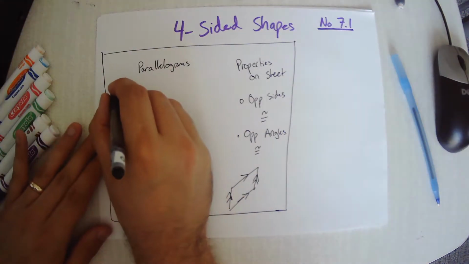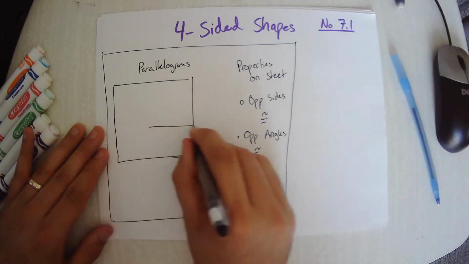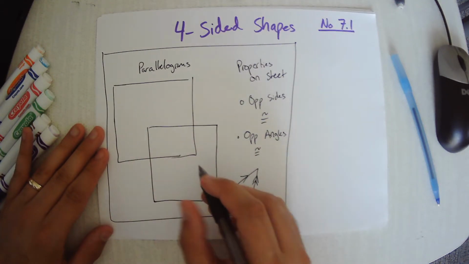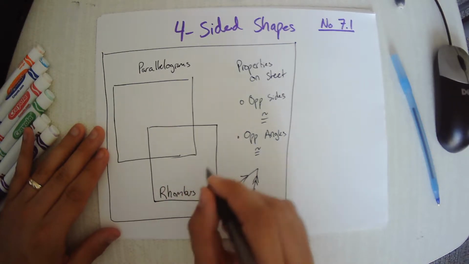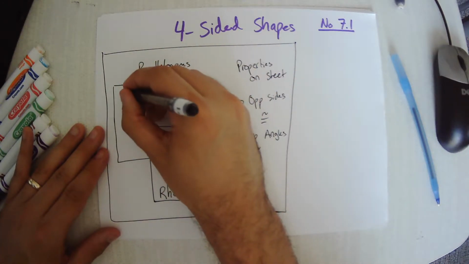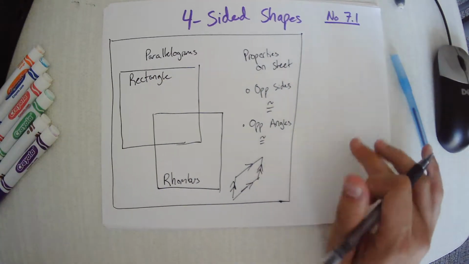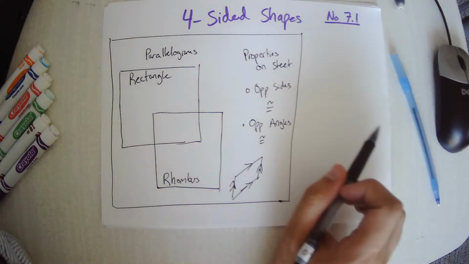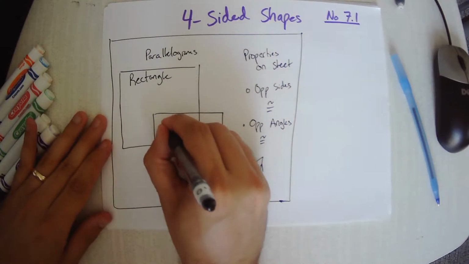Inside parallelograms, we have 2 other specific shapes. We have a rhombus and a rectangle. Inside a rhombus, we have one thing. Inside a rectangle, we have another. If you see, I've drawn them very particularly with an overlap. This is like a Venn diagram with an overlap. That overlap is for squares.